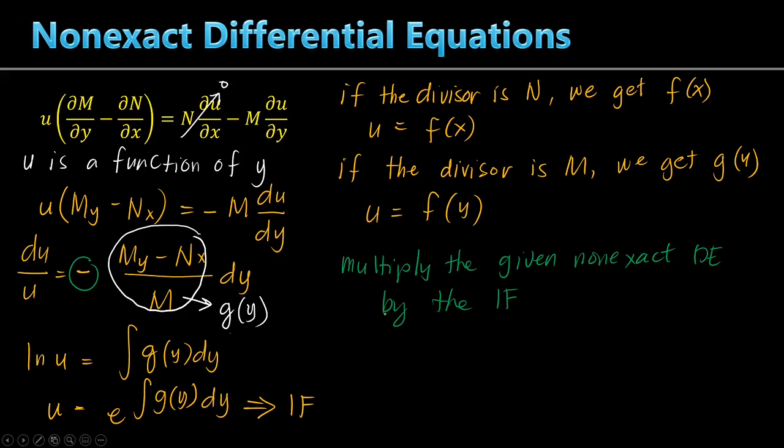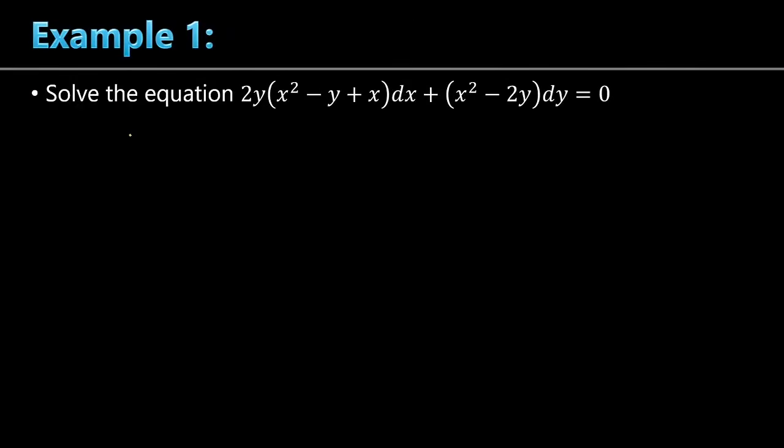O sige, para matesting natin kung marunong na tayo, solve natin ang unang example. Solve the equation 2y times (x squared minus y plus x) dx plus the quantity (x squared minus 2y) dy equals 0. Halimbawa, exam ito, ano? Hindi mo alam kung ano siya. Tingnan mo, separable ba yan? Malabo kasi yan o dalawa yung plus. No? Yan ba ay homogeneous? Ito 1 plus 2, 3. Hindi siya homogeneous.